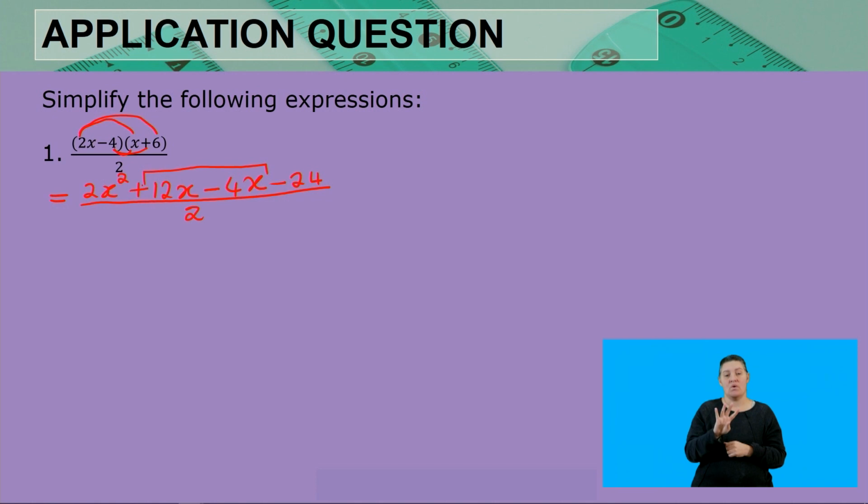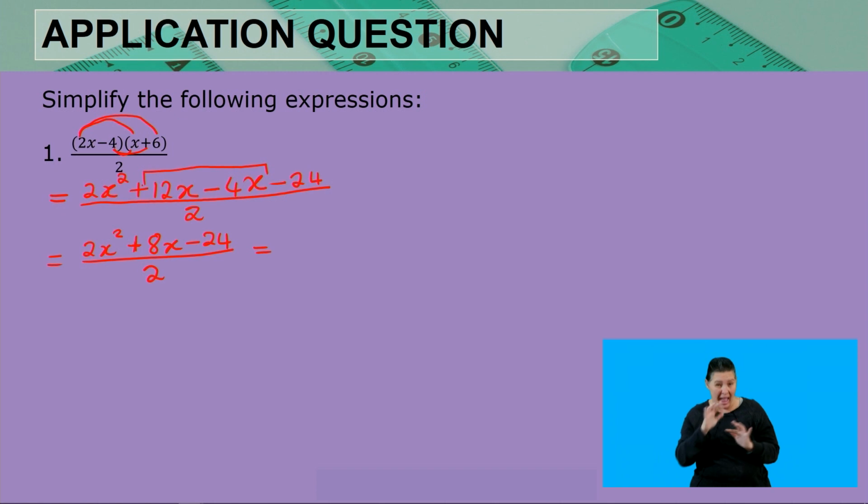Which ones are the like terms? Yes, it is the 4x and the 12x. So we are going to simplify that. That is going to be now 2x squared. 12 minus 4 is an 8. So that has been simplified to 8x minus 24, and all of these are divided by 2. Do you remember how we divided a trinomial with a constant? Each of the terms in that trinomial is going to be divided by the denominator or the divisor.